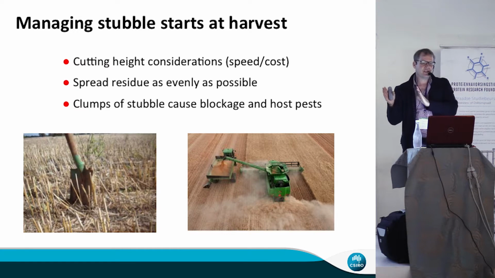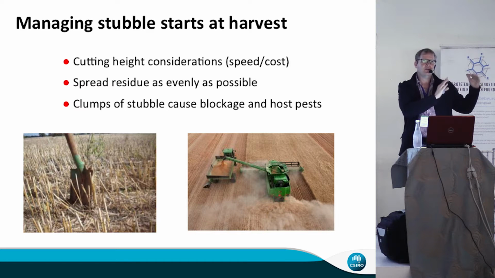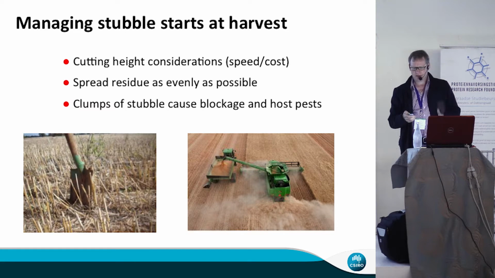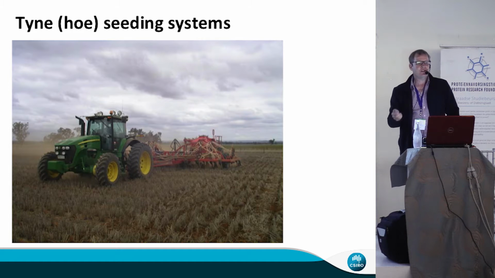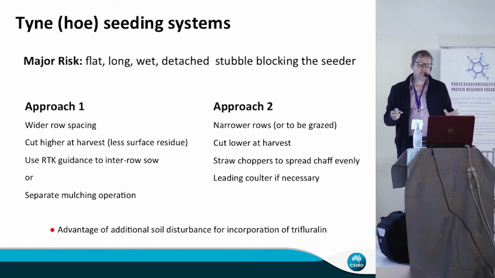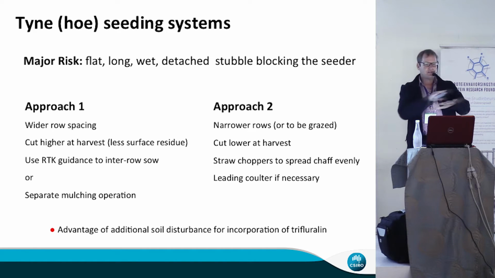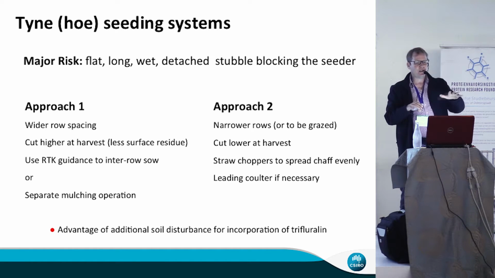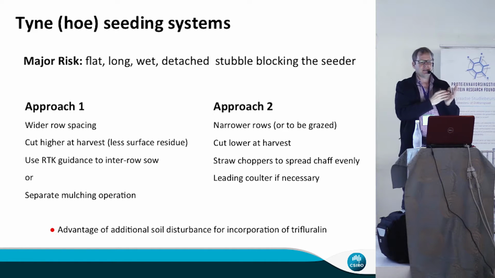So depending on your seeding system, you've got to think about how you want to manage your harvest process so the stubble's in the sort of state that you need it to be, so that your machinery, whatever it is, can get through. So if you're dealing with a tine system, basically the risk in a tine system is flat straw that's lying on the ground. It's either wet, it's been detached, so the cereal plants have been detached from the soil. That will then cause the residue to block around tines and cause problems.